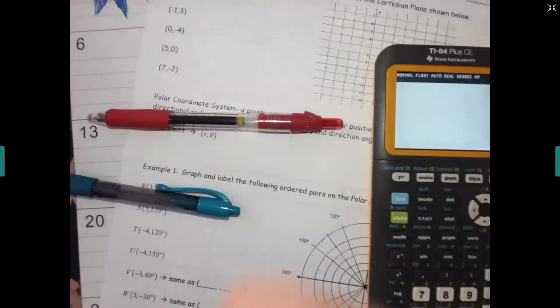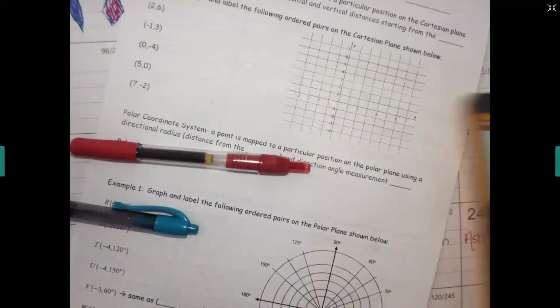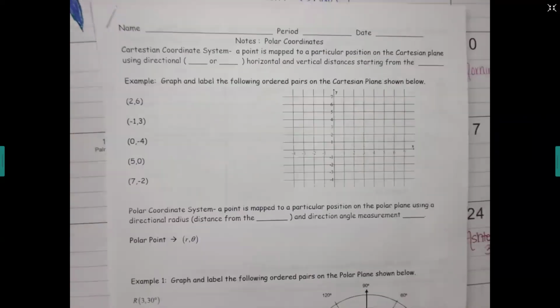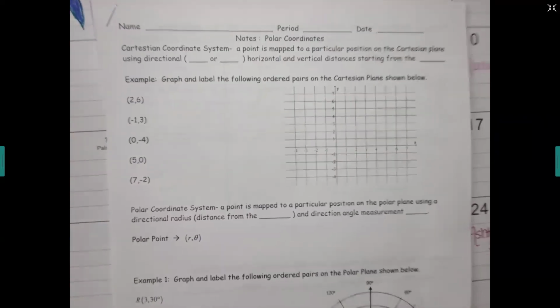All right, guys, happy Friday. We're going to start our next unit, which is going to be on polar coordinates. So today we're just kind of intro-ing into what a polar coordinate is. And then your homework will be on Delta Math as per the usual.